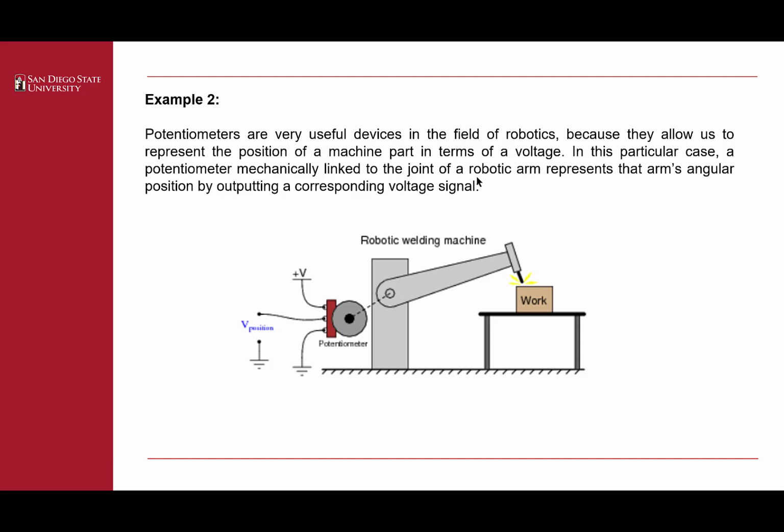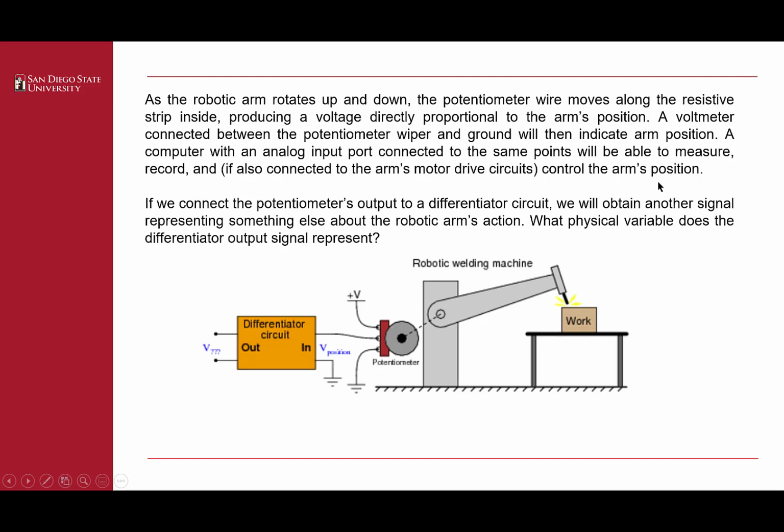Each different position of a robotic arm or another mechanical part would result in a change of the output voltage. Then, by using this variable voltage, we can estimate the current position of this robotic element. As the robotic arm rotates up and down, the potentiometer wire moves along the resistive strip inside, producing a voltage directly proportional to the arm's position. So this is how it works. A voltmeter connected between the potentiometer wiper and ground will then indicate the arm's position.